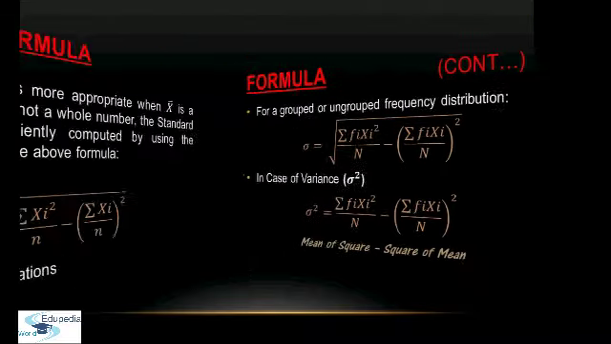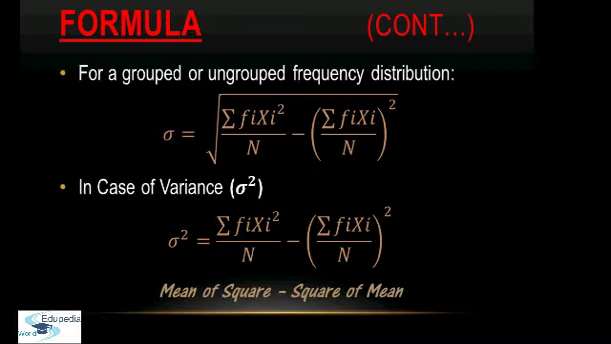In case we have a frequency distribution, the formula would be changed appropriately. That is, in place of summation of xi and summation of xi square, we would multiply them with the corresponding frequency values, and it would become summation fi xi square divided by capital N minus summation fi xi by n the whole square. And in case of variance, we'll simply square this term, and so the square root will be taken away, and here we will have the formula in this way.